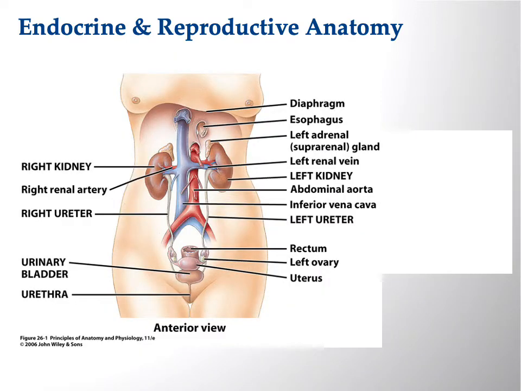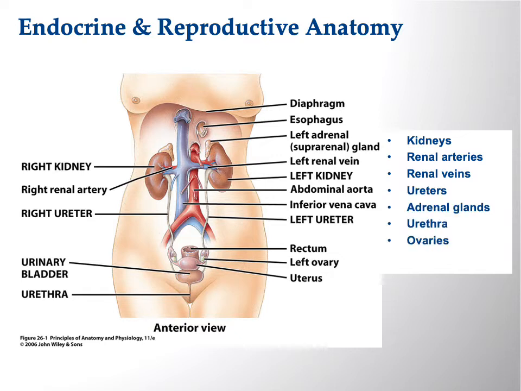So, taking a look here, overview here. Kidneys, we already know about that. When we do reproductive anatomy, we've got to keep all the urinary stuff still in mind because a lot of it is in the same area of the body, and we need to make sure to distinguish reproductive structures from urinary structures, and in some cases they overlap one another. So we still have to know all that stuff. So the kidneys, the renal arteries, the renal veins, the ureters, the adrenal glands, the urethra, the ovaries, the uterus.